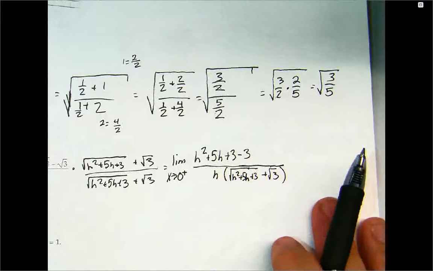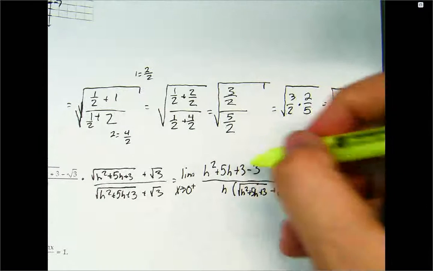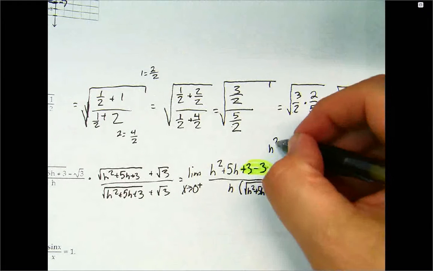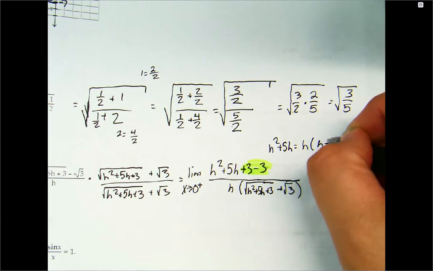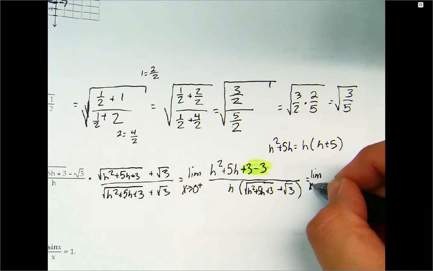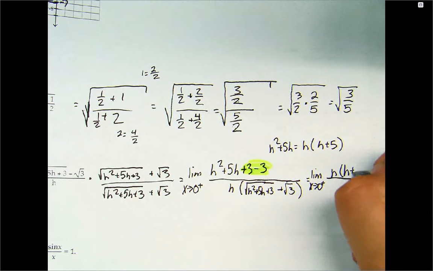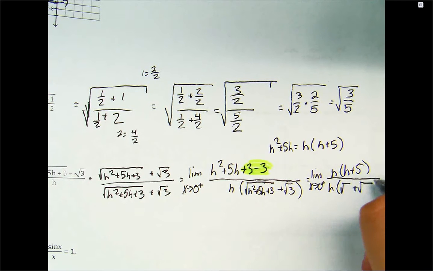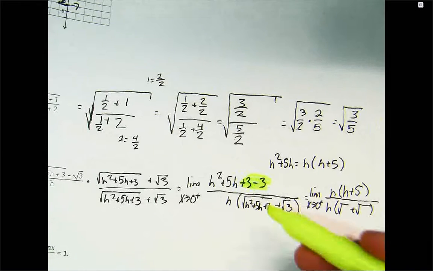These two numbers, positive 3 and negative 3, are going to subtract out. So I'm going to be left with h squared plus 5h, which is equal to h times h plus 5. So this is the limit as h goes to 0, and since I'm running out of space, I'll say it's h times h plus 5 over h times the two square roots. But just those two values are going to go in here. These two h's divide out.